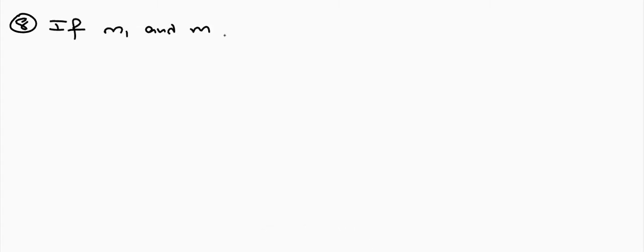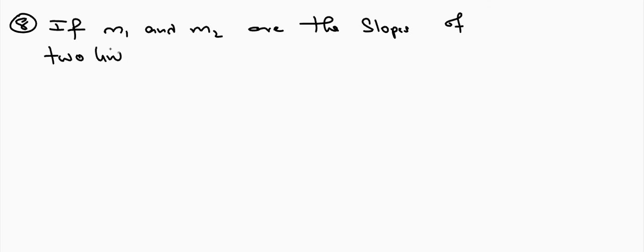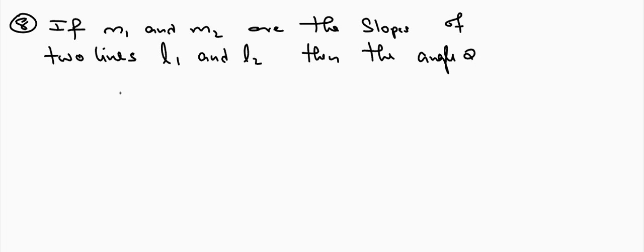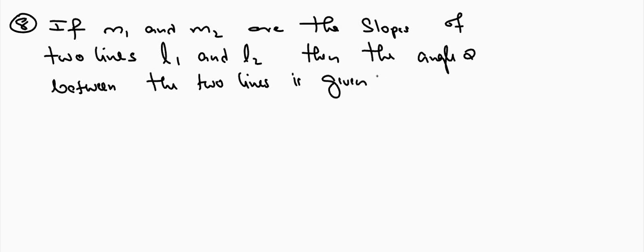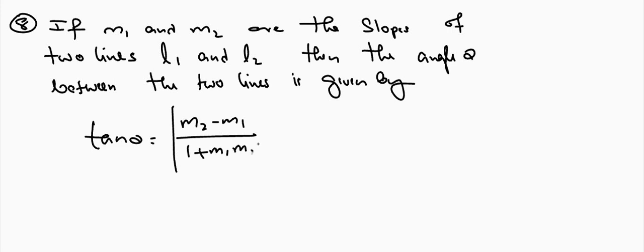Next, number 8. If m1 and m2 are the slopes of two lines L1 and L2, then the angle theta between the two lines is given by tan theta equals modulus of m2 minus m1 divided by 1 plus m1 m2.